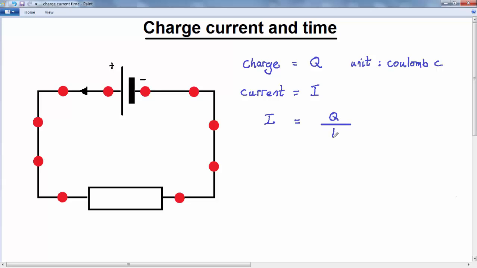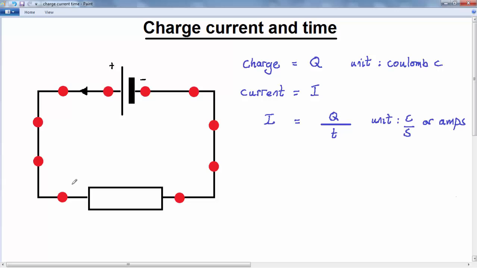Okay, and we can say that I, the current, is equal to the amount of charge that flows per unit time and has a unit of coulombs per second, which is a compound unit which has been replaced by the amp. Okay, so you must always remember that amps are coulombs per second.